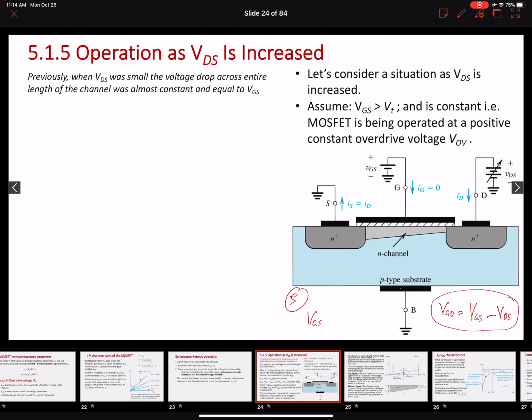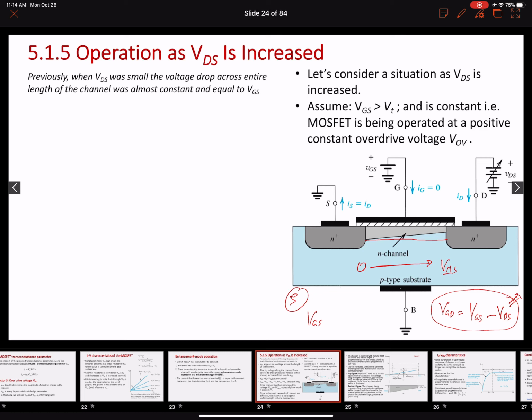So even in the earlier case, when we were assuming that the channel is uniform, this drain to source voltage was appearing there, but it was very small, so we ended up neglecting it. However, now when it increases sufficiently, to become comparable to the gate to source voltage, we will see that the voltage at the drain terminal will start to decrease as compared to the source terminal, right? Because it is increasing from 0 to VDS here, like this.